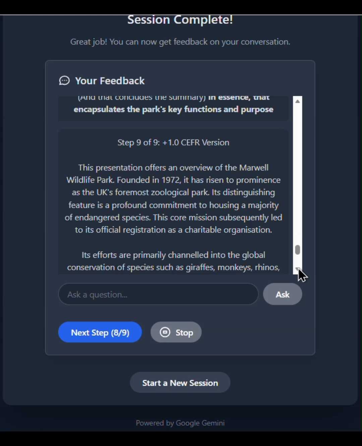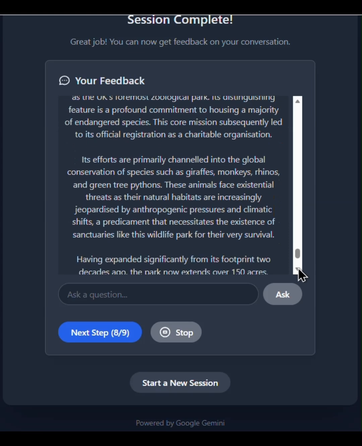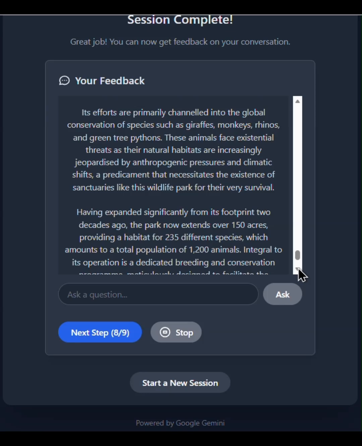Its efforts are primarily channeled into the global conservation of species such as giraffes, monkeys, rhinos, and green tree pythons. These animals face existential threats as their natural habitats are increasingly jeopardized by anthropogenic pressures and climatic shifts, a predicament that necessitates the existence of sanctuaries like this wildlife park for their very survival.